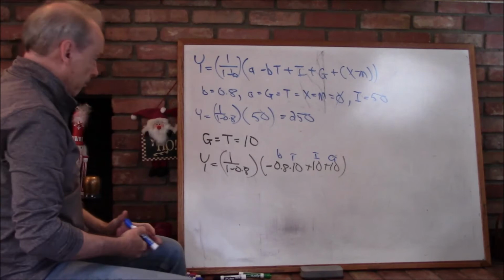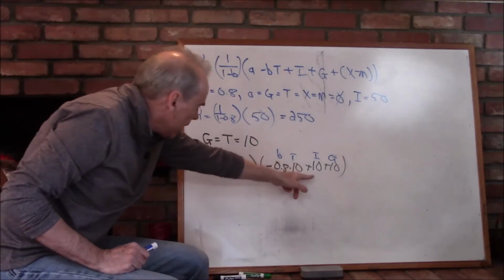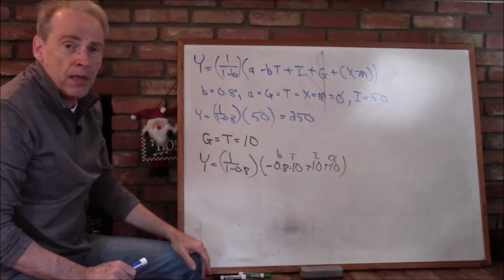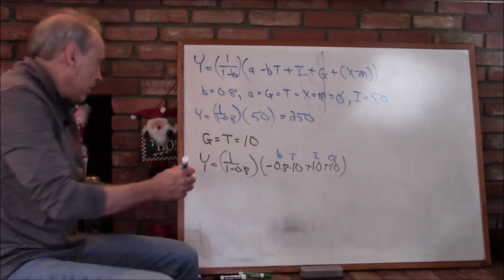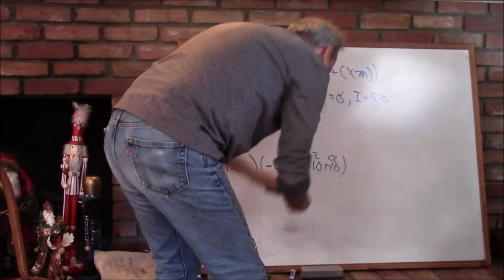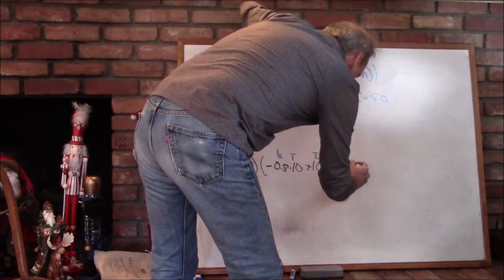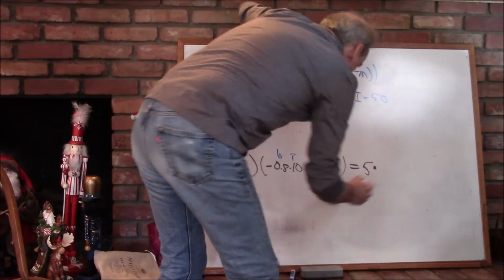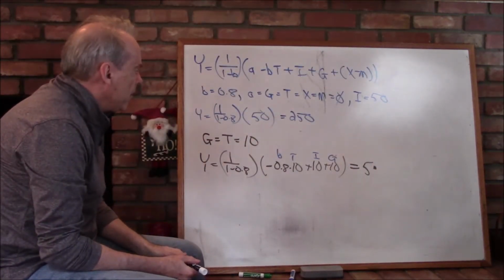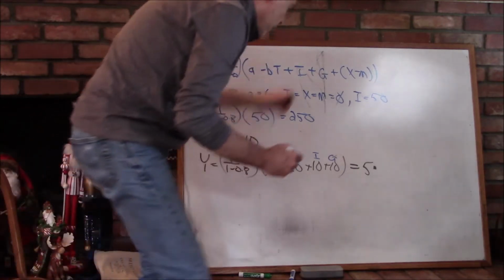So before we just had the 10, now we've got the negative 0.8 times 10, and we've got that other 10 for government spending. So let's see what that works out to. That's going to be 5 times, and we've got 20 minus 8, so we've got 12.